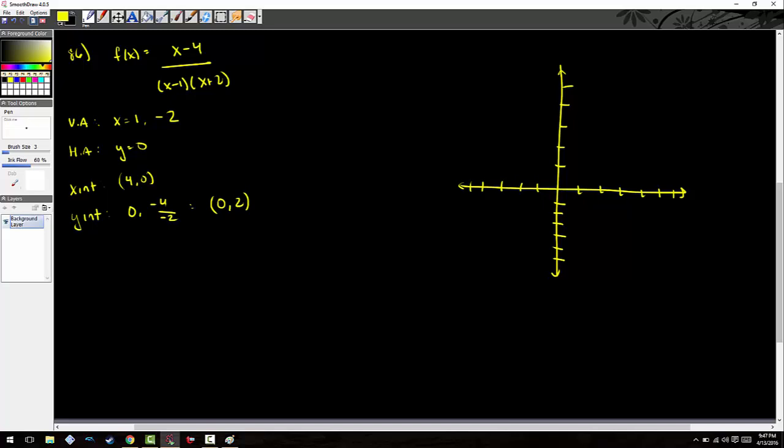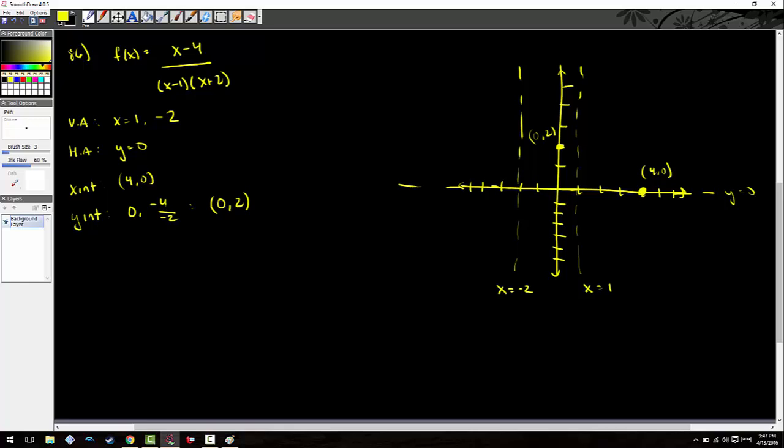Okay, cool. So what we've got here is vertical asymptotes at 1 and -2. X equals -2, x equals 1. Got a horizontal asymptote at y equals 0. I have an x-intercept at 4, comma 0, which is right here. And I have a y-intercept at 0, comma 2, which is right here.